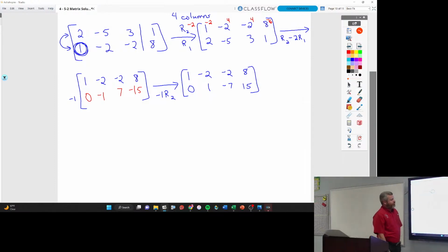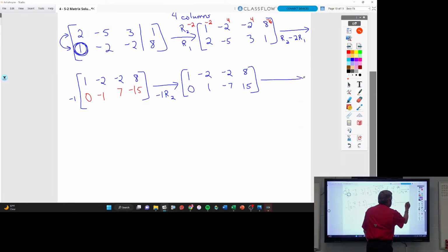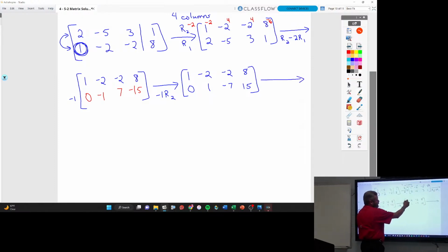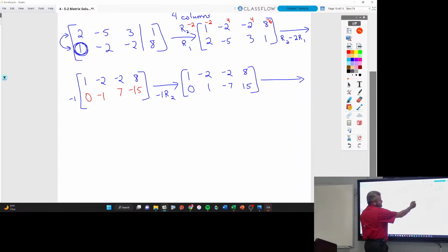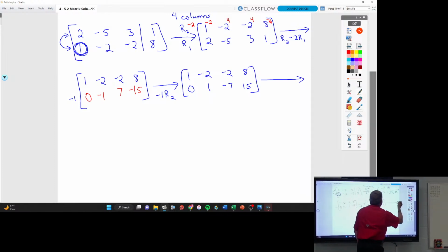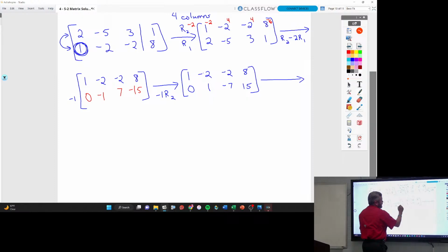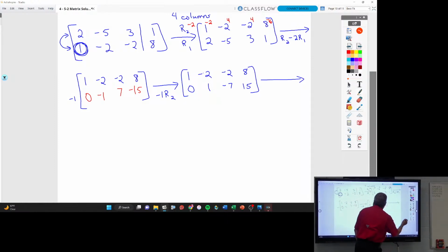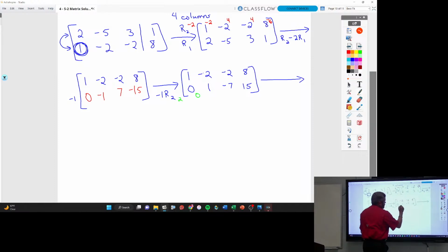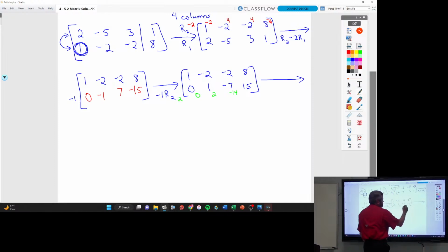That gives me 0, 1, -7, 15. I've got a 1 in row 1, column 1, everything else zeros. In row 2, column 2, I have a 1. I need to turn that -2 into a 0. Well, to turn a -2 into a 0, I need a positive 2. So I'm going to take row 2 and multiply it by 2. 2 times 0 is 0. 2 times 1 is 2. 2 times -7 is -14. 2 times 15 is 30.